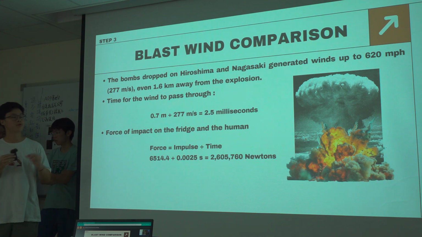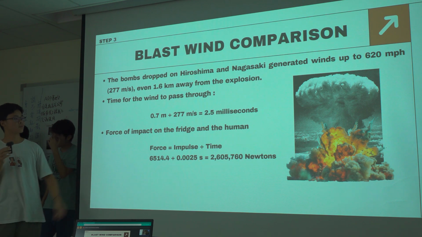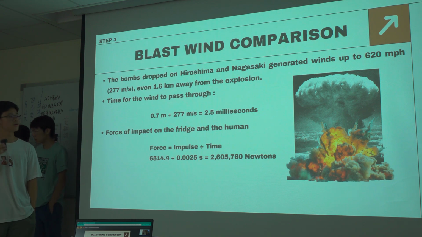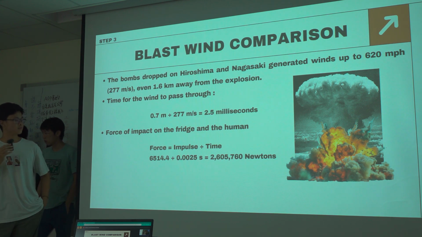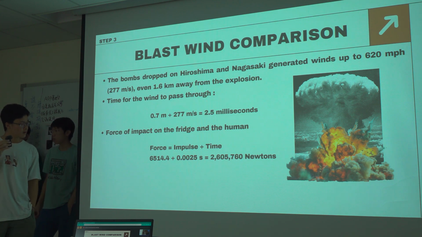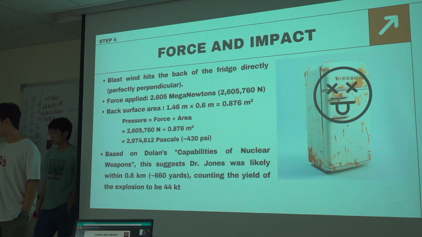Even from 1.6 kilometers away from the explosion, the time for the wind to pass through the fridge, which has a depth of 0.7 as I mentioned before, is going to be 2.5 milliseconds, which gives the force of impact on the fridge and the human of 6, the impulse divided by the time, which is 2.6. Again, we still have Nicholas, right?